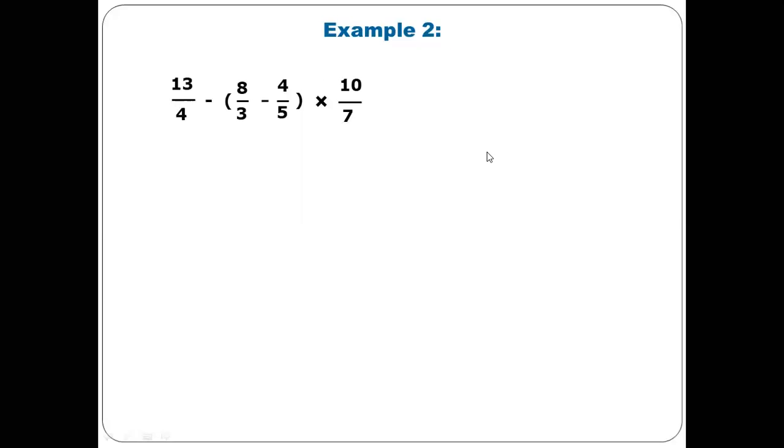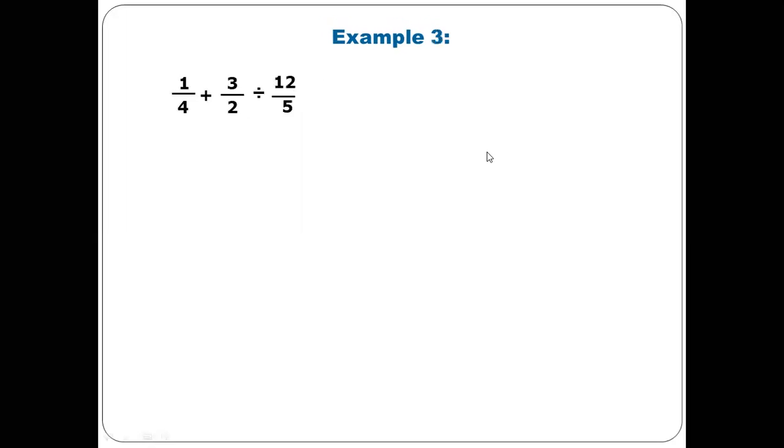Let's move to the third example. In this example, we have two operations, which are addition and division. Of course, the priority goes to the division operation. So I just copy the expression on the second line in order to work out this operation.